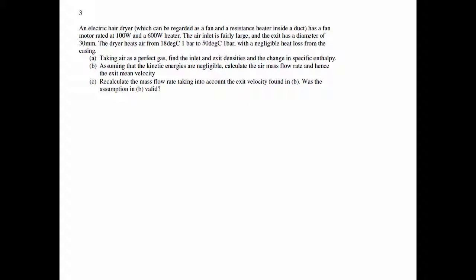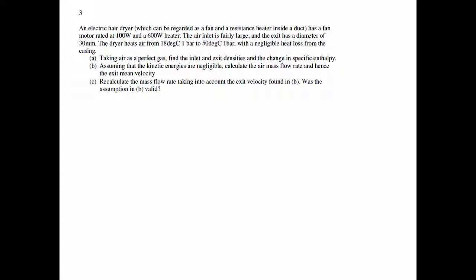We're given the exit diameter, which is 0.03 meters, so convert that. And then we have an inlet and an outlet temperature. Again, convert to Kelvin, unless you're really careful and happy using only degrees Celsius, where you have a difference in temperature, so you're adding or subtracting. We have an inlet temperature of 18 degrees and an outlet of 50 degrees, and no heat loss from the casing. So we can draw a control volume around the hairdryer.